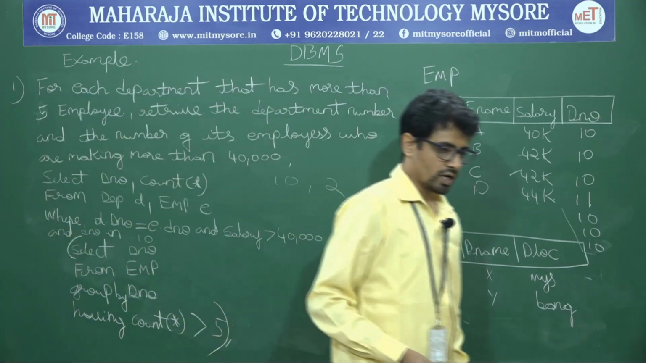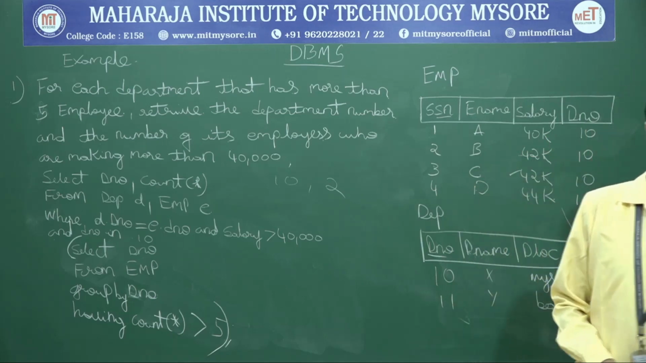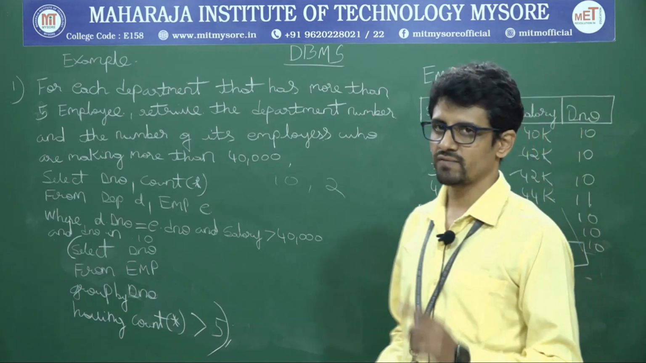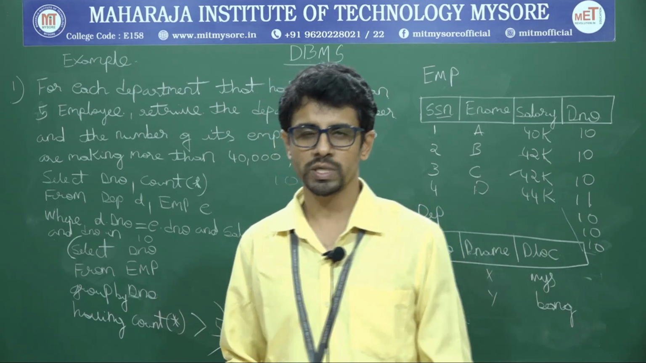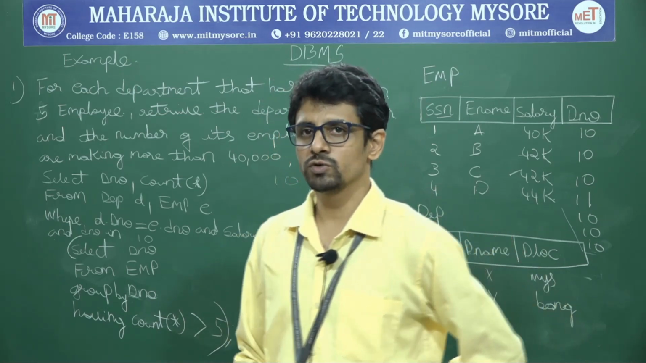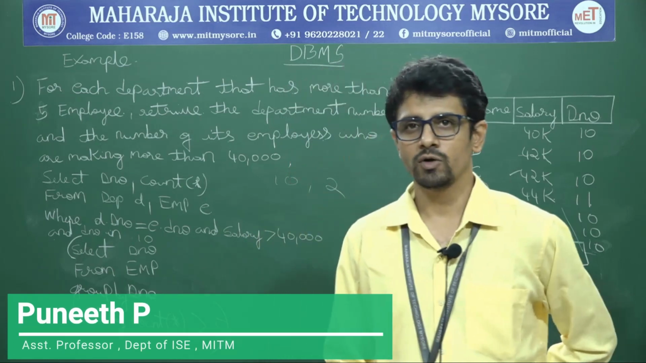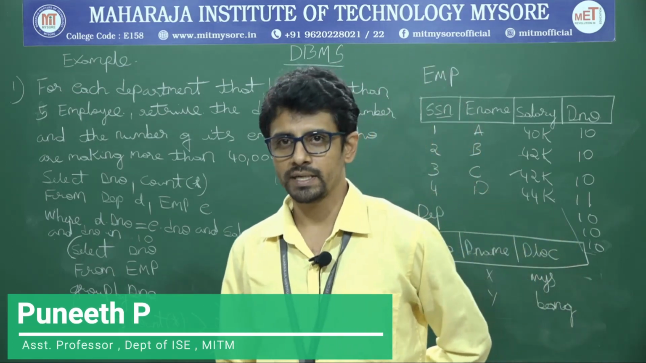So how exactly is this query to be solved? First, you need to understand which tables are required, that is the employee and department tables, because the question is asked on those two tables. The next thing you need to look at is whether you require any correlation or nested query part.